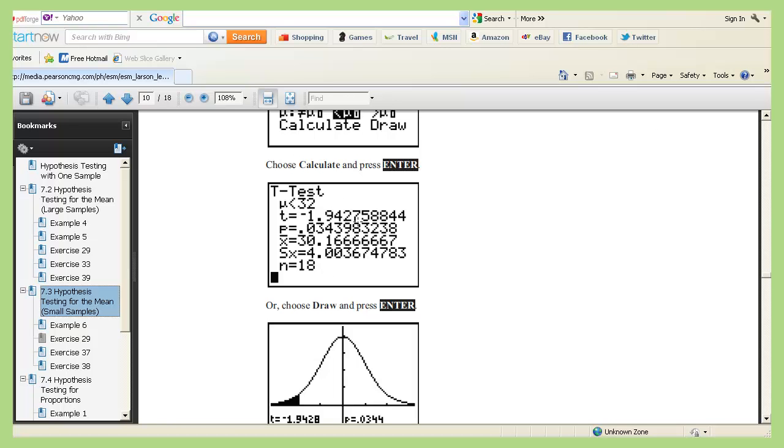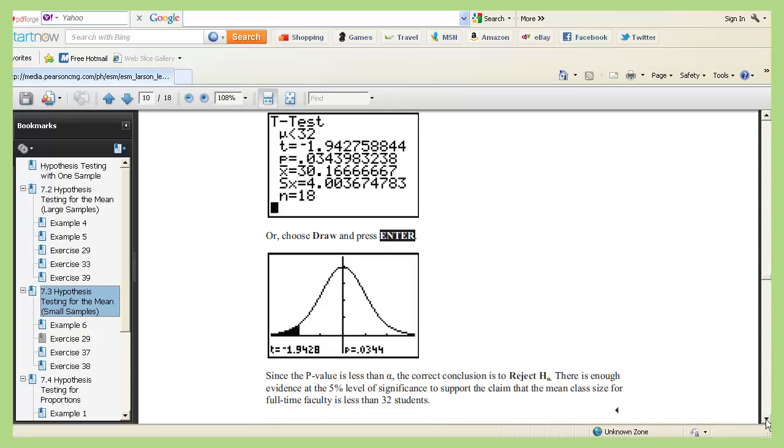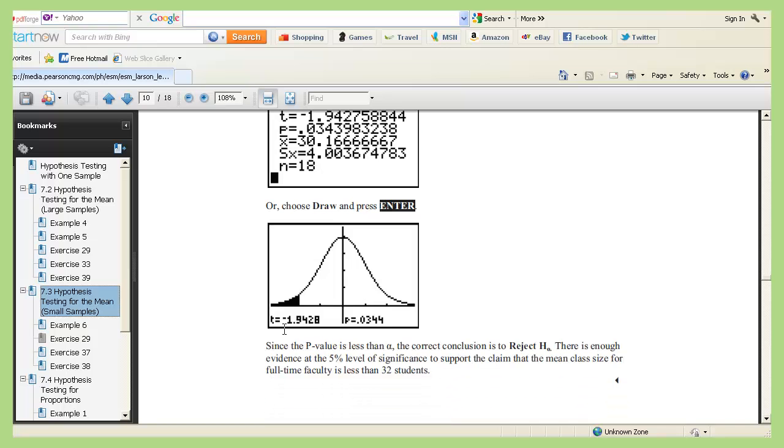That's going to give you your t-test. That's what we just found with that formula. So you can avoid using that formula if you use the calculator, and it automatically gives you your p-value also, and it automatically gives you your mean and your standard deviation and tells how many entries you have. Our p-value would be 0.0334 if you're going to round it off, and so you'll see that's what I had on that problem. Then you can choose draw and press enter, and it drew it where t is, and t is negative 1.9, which is almost negative 2, and the p-value is 0.0344.